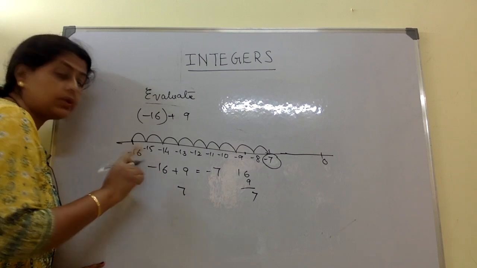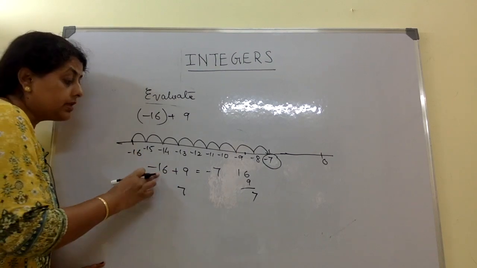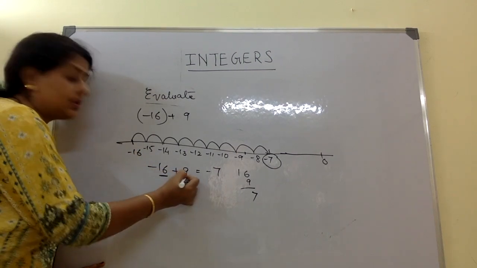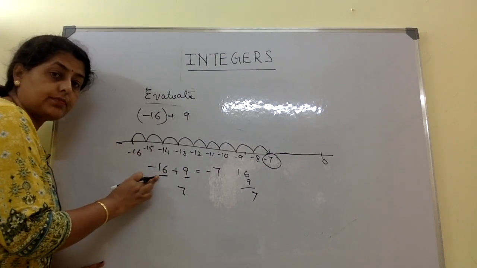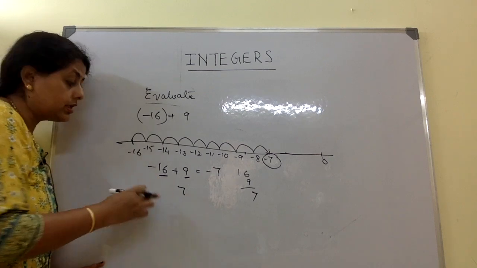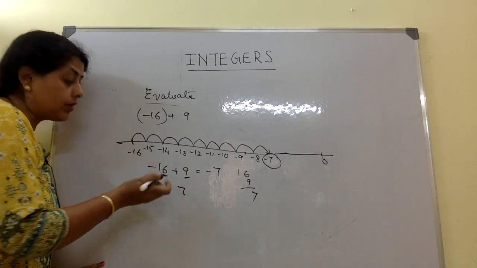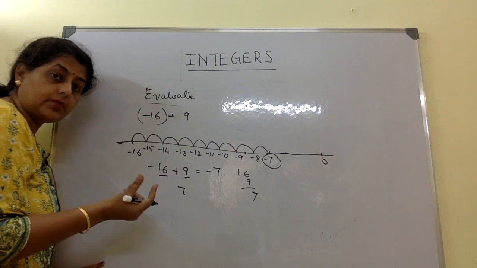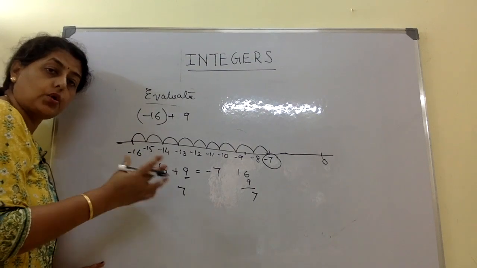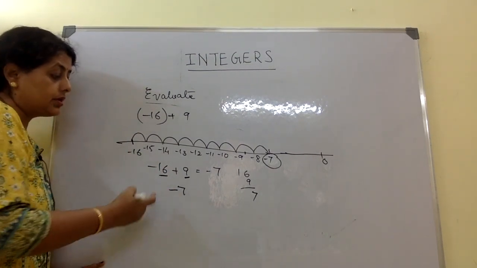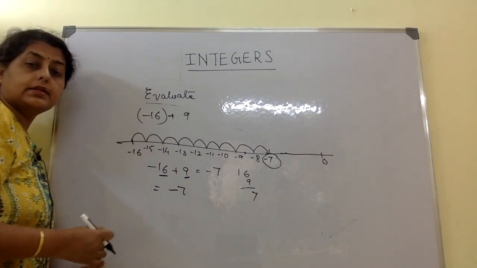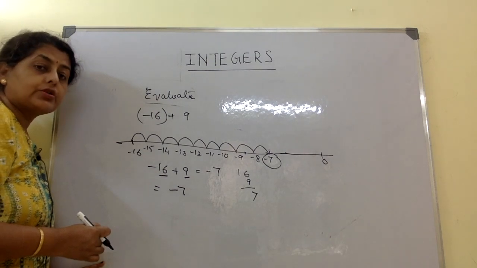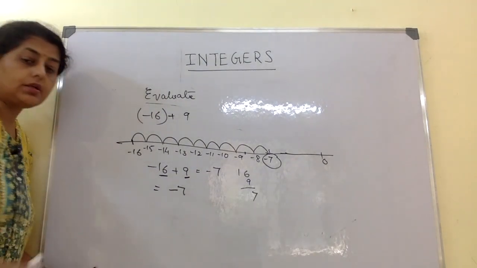The bigger number doesn't mean the bigger in the number line. It means bigger in just magnitude, bigger value. Which is bigger? 16 is bigger or 9? 16 is bigger. You shouldn't think minus 16 is smaller. We are only looking at the magnitude of the number to think whether they are big or small. So minus 7. This is my answer. Minus 16 plus 9 is minus 7. That is how we can get it without a number line.